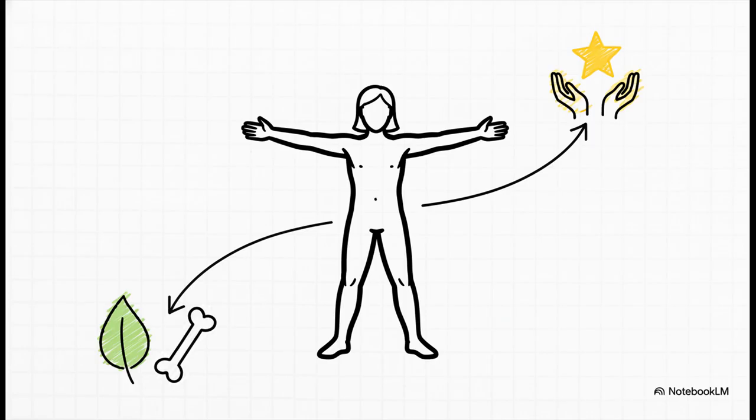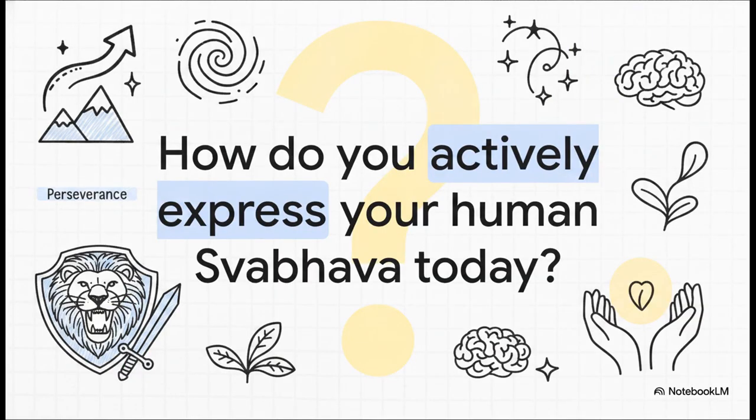The universe doesn't force you to be brave or generous. You have to actively choose to express these traits to fulfill your unique participation in existence. Otherwise, well, you're just operating at the level of a very smart plant or animal. Which leads me to leave you with this final, hopefully provocative thought. How are you actively expressing your human swabhava, your perseverance, bravery, and generosity in your own daily life?